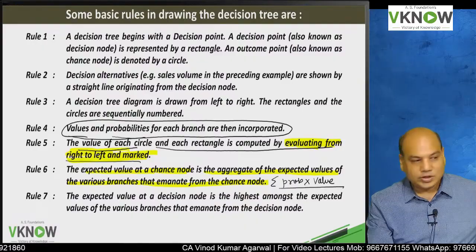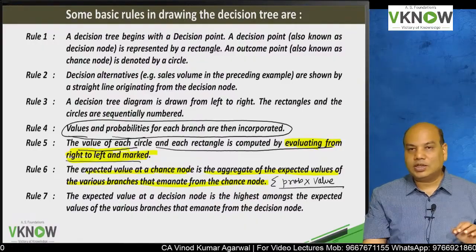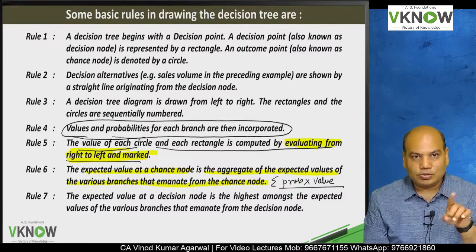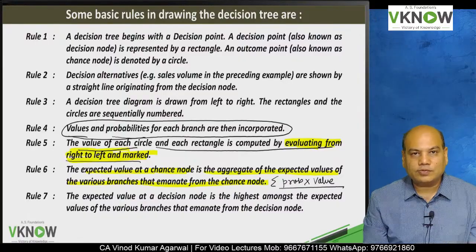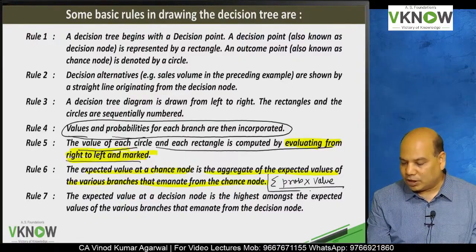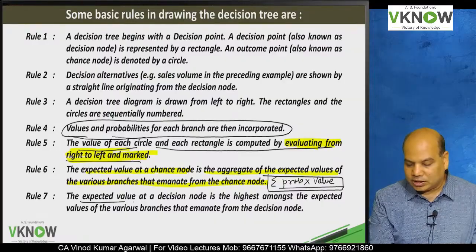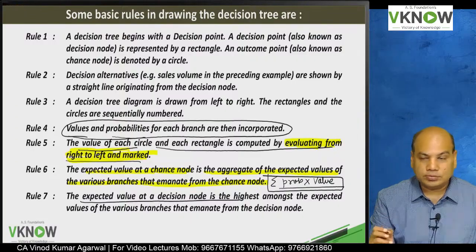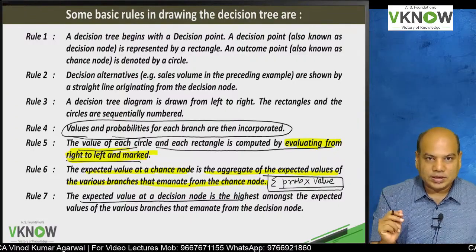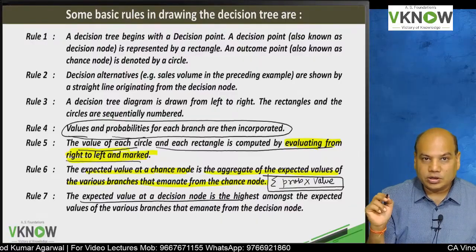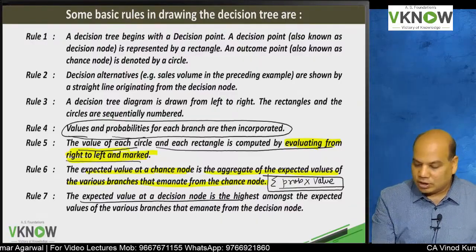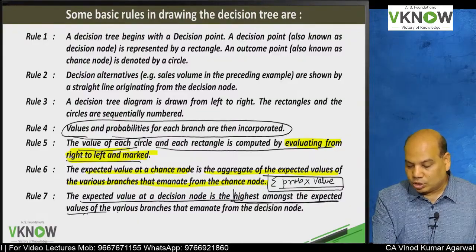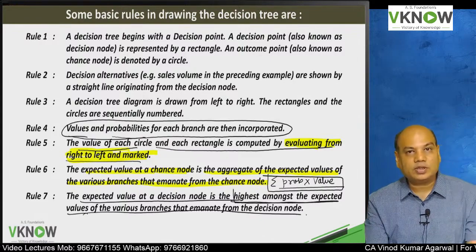Look at that CA versus MBA diagram. Expected value of doing CA course was 0.2 into the value plus 0.4 into value plus 0.4 into value, and that becomes the value of a chance node. And the expected value of a decision node, in our example CA versus MBA, our objective was maximization of salary. I will take highest value, highest among the expected value of the various branches that emanate from the decision node.